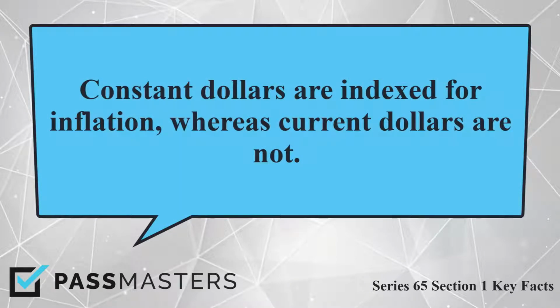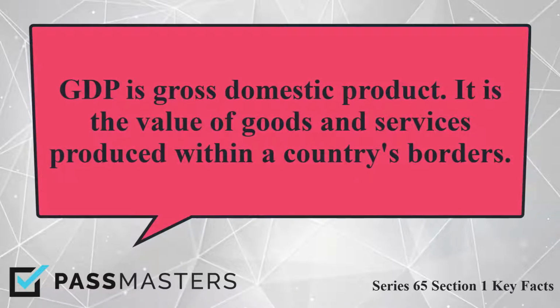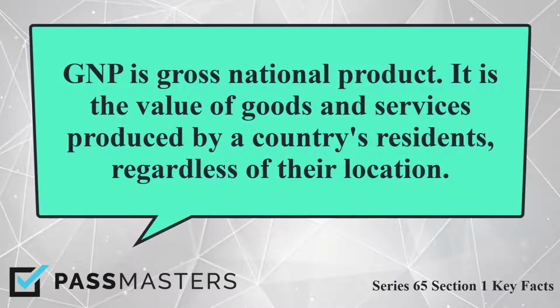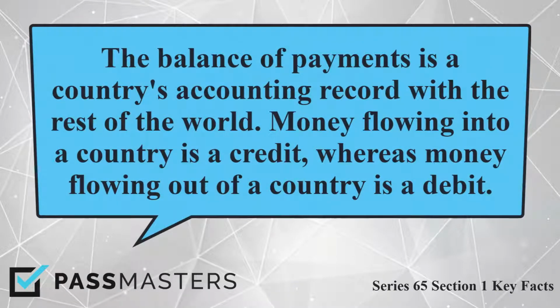Constant dollars are indexed for inflation, whereas current dollars are not. GDP is gross domestic product. It is the value of goods and services produced within a country's borders. GNP is gross national product. It is the value of goods and services produced by a country's residents, regardless of their location. The balance of payments is a country's accounting record with the rest of the world. Money flowing into a country is a credit, whereas money flowing out of a country is a debit.